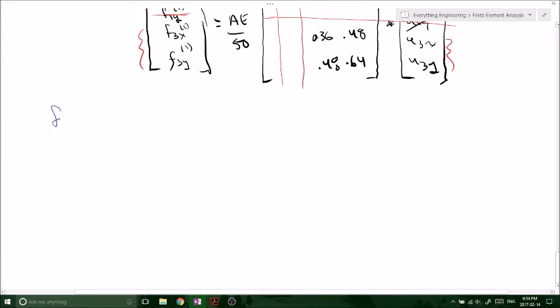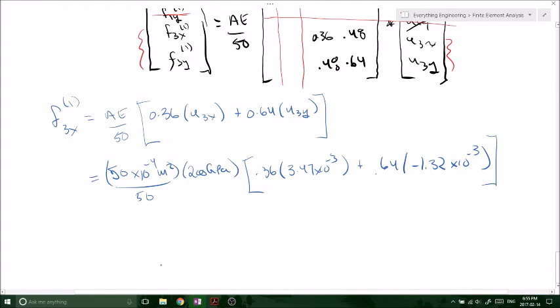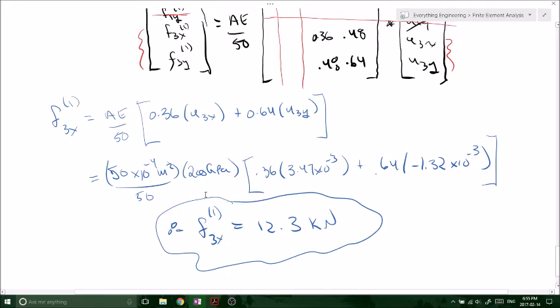So we could say F3x due to the first member is equal to AE over 50. That is the first component in the x direction force. So let's quickly calculate that out. Now, same problem, so if you remember the values, the area, 200 GPa, right? So do this calculation, and we get a force due to the first member at node 3 in the x direction is equal to 12.3 kilonewtons.